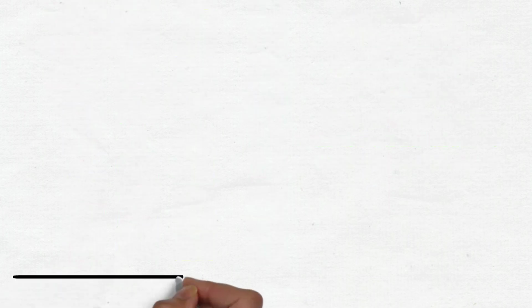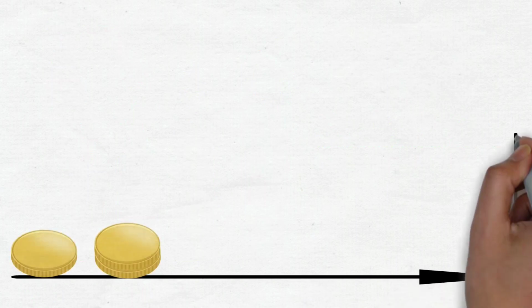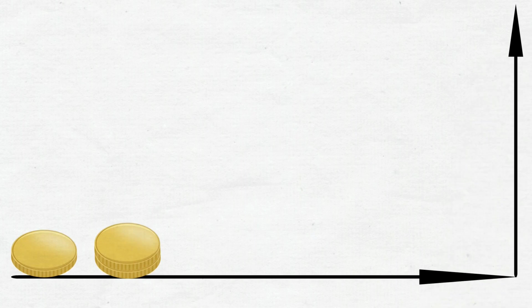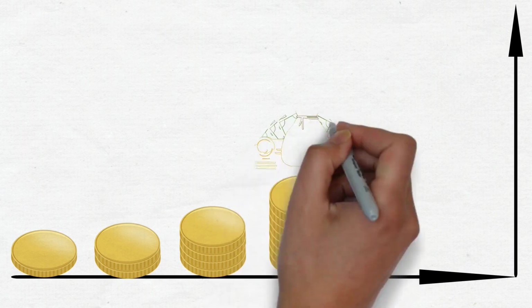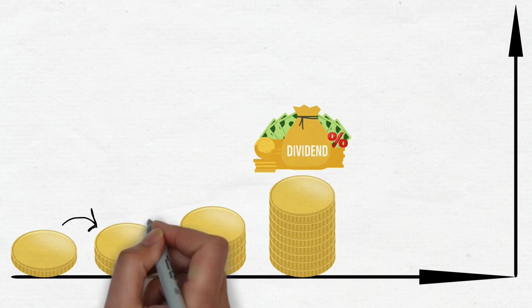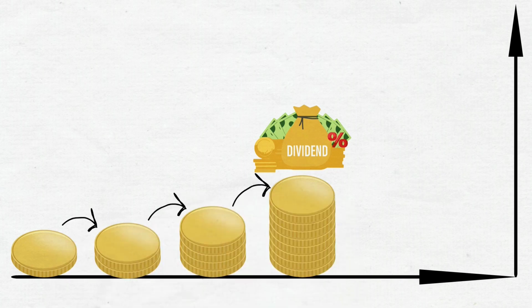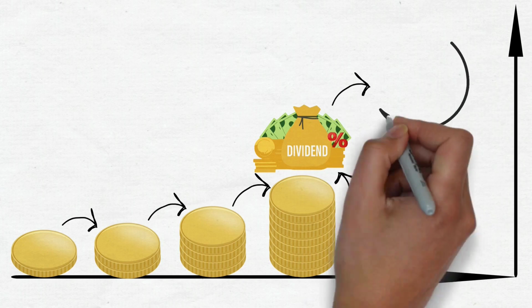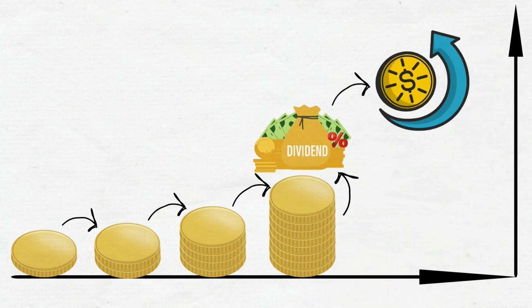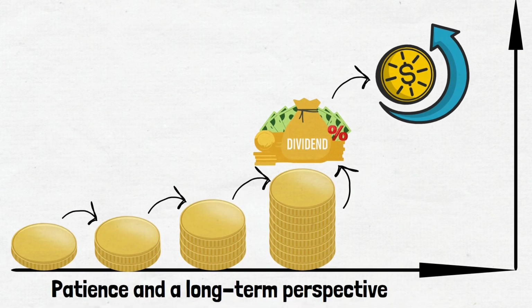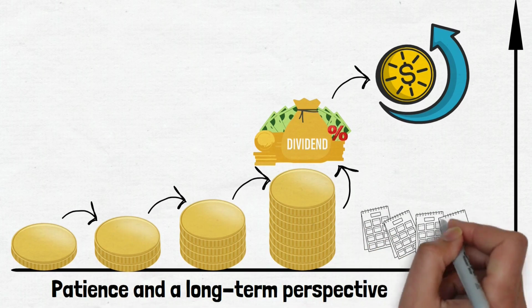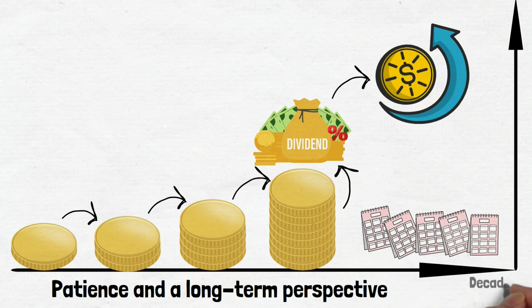Over time, the snowball effect becomes evident. Initially, the growth might seem slow, but as the years go by, the compounding effect accelerates. As the investment portfolio grows larger, the annual dividend payments become more substantial, enabling the investor to reinvest even more dividends. This creates a self-sustaining cycle of growth, where the investment generates income, which is then reinvested to generate even more income. However, it's important to note that the dividend snowball strategy requires patience and a long-term perspective. The true power of compounding becomes apparent over extended periods, often spanning decades.